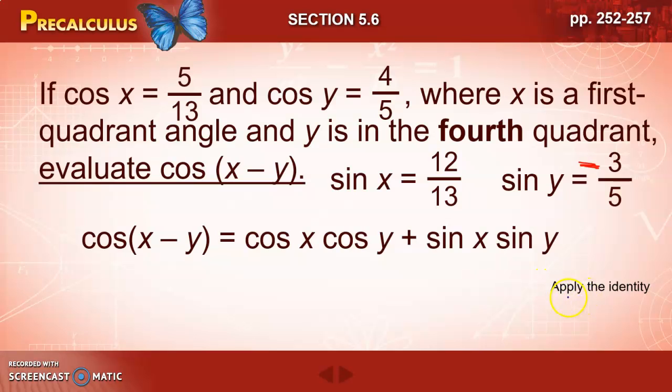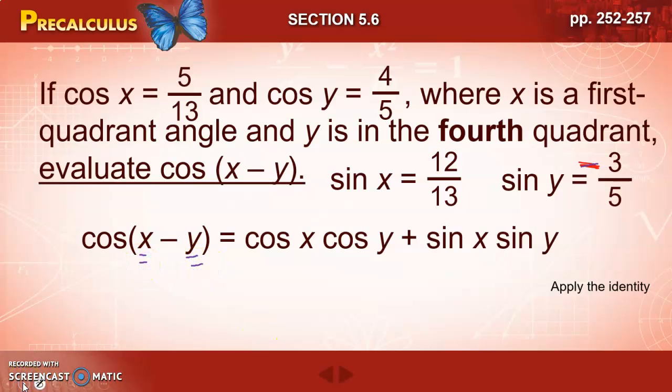If cosine x equals 5/13 and cosine y equals 4/5, where x is a first quadrant angle and y is in the fourth quadrant, we're going to evaluate cosine of x minus y. Now, this is what our sine was from our previous problems. Sine x was 12/13 and sine y was -3/5. And we need to know those values because of our sum and difference identity. The cosine of x minus y is cosine of the first times cosine of the second plus sine of the first times sine of the second.